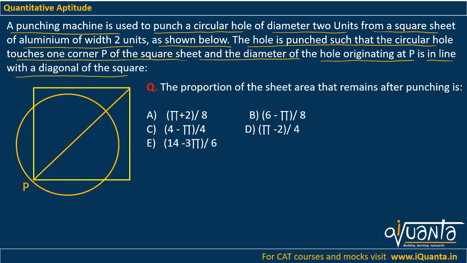So we can see that this circular hole is touching one corner of the square sheet. That corner has been named as P, and the diameter of this hole originating at P is in line with the diagonal of the square. So we can see that this is the diagonal of the square. This will also be considered as the diameter of this hole till this point. Let me call this point A. The question here is the proportion of the sheet area that remains after punching. So proportion means we'll find the sheet area that remains after punching upon total area. That is what we need to find out.